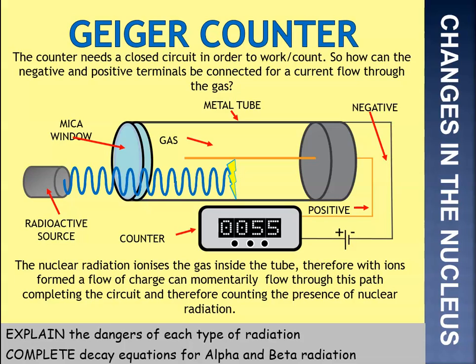So because radiation forms ions from the gas particles inside there, those ions then flow. Any flow of charge is an electric current. That completes the current, counts the nuclear radiation.